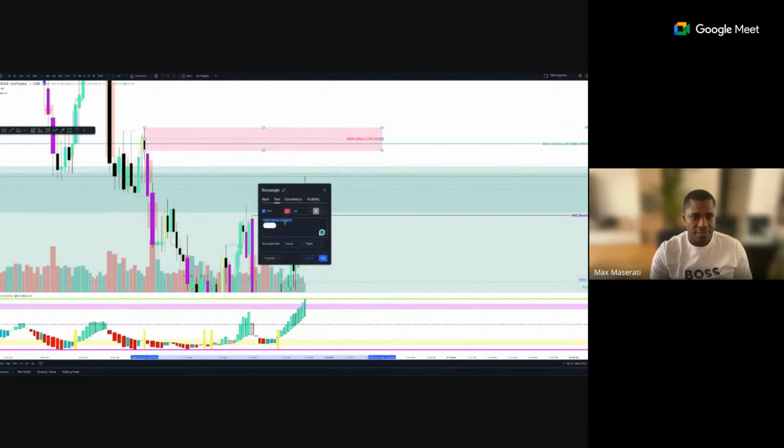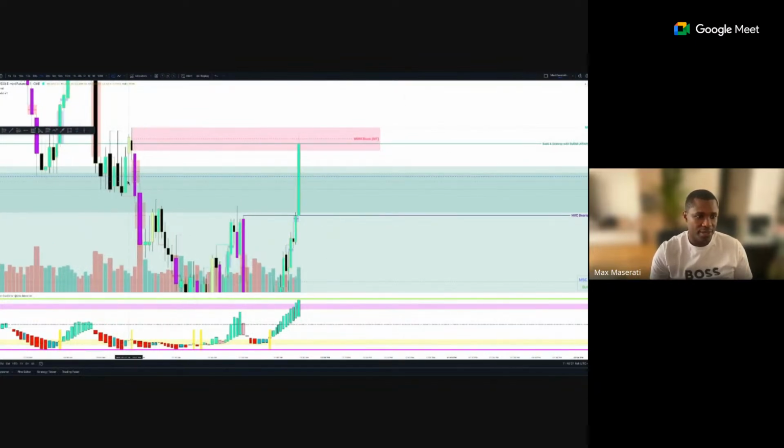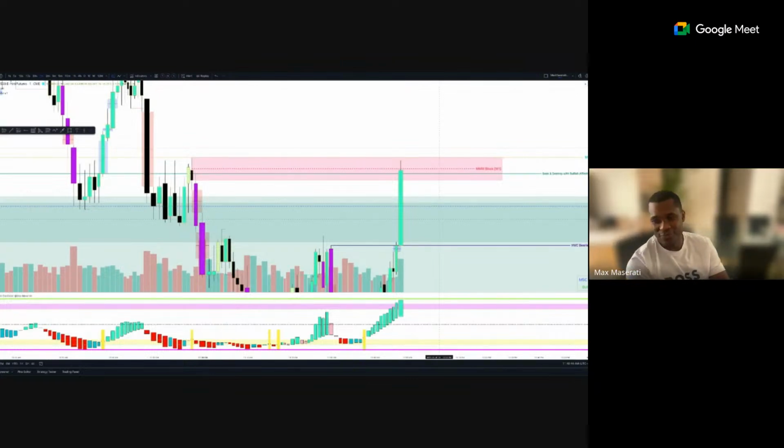Not a CDS. It's just a block. It looks nice, but it's just a block, which means price highly likely violates it because it didn't produce a market structure change with a body close here. So price highly likely violates this high. The market, what a beauty! It's so beautiful, guys. So let's see if the market will respect this MMM block.